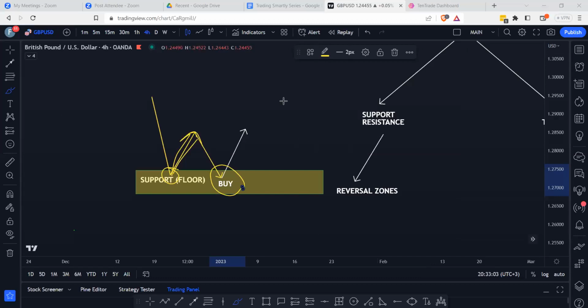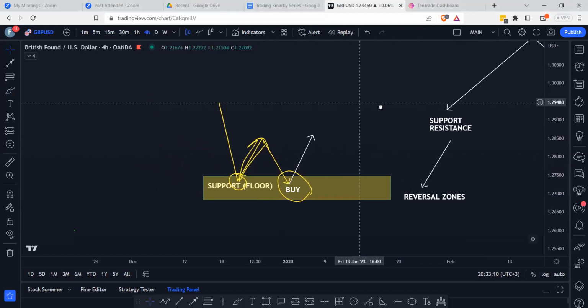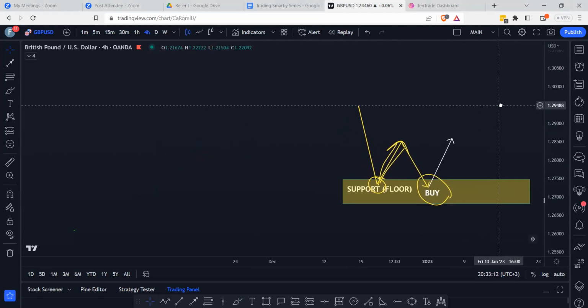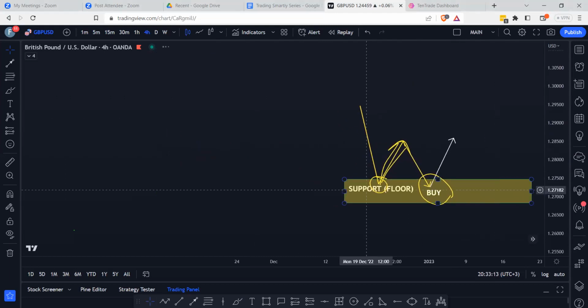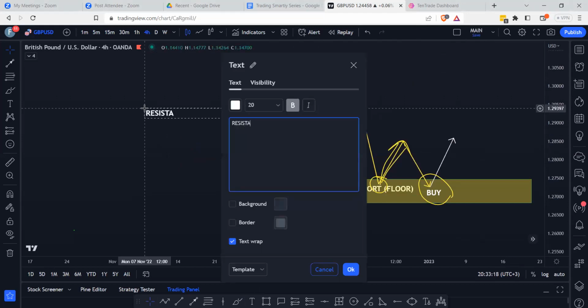Awesome. Now, let's talk about resistance in a nutshell. Resistance is just the direct opposite of support. A resistance is an area of the market that acts as a ceiling. So we're going to look at the chart shortly and see how all of these things play out. We are going to identify a support zone and resistance zone.